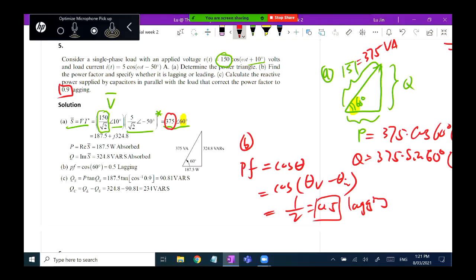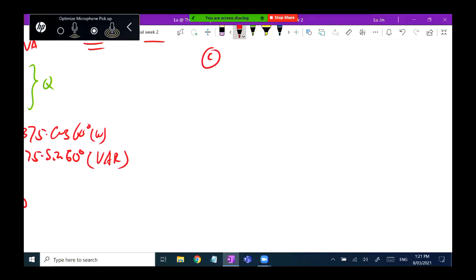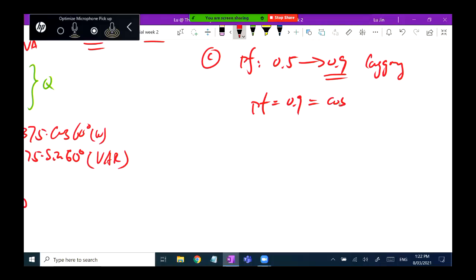So we want to change the power factor from 0.5 to 0.9. Let's find some free space. For part C, we want to change the power factor from 0.5 to 0.9, still lagging. So we know this power factor of 0.9 is equal to cosine of the new theta, theta prime. This theta prime should be the new angle in the power triangle, right? But because we didn't change the leading or lagging, this power triangle is still lagging.